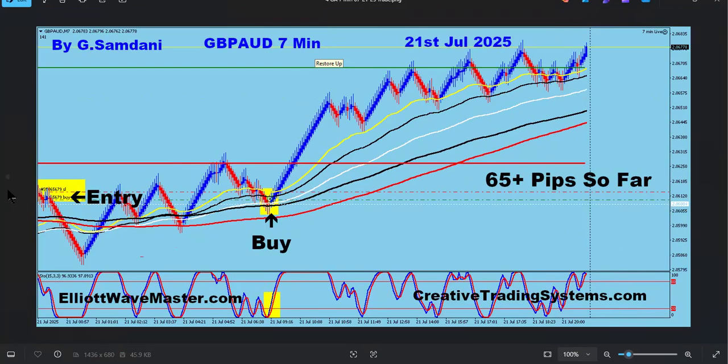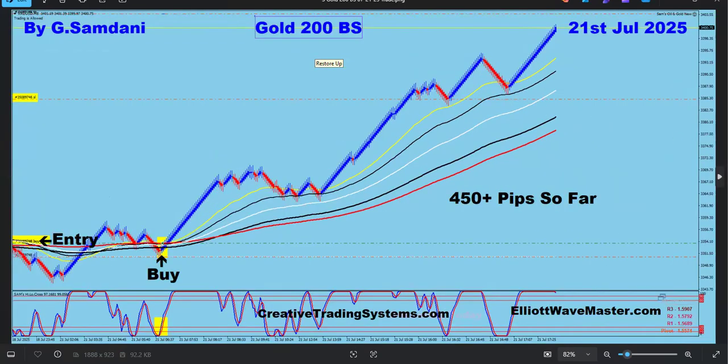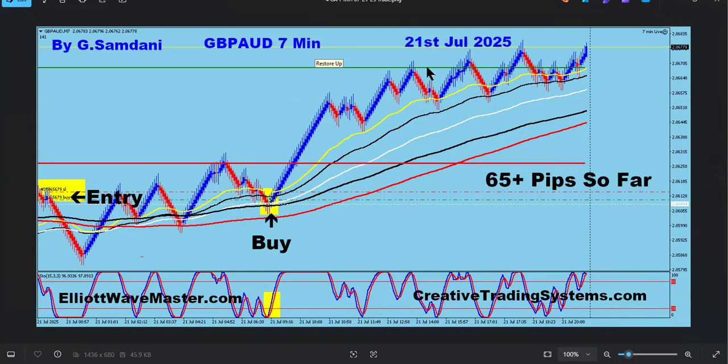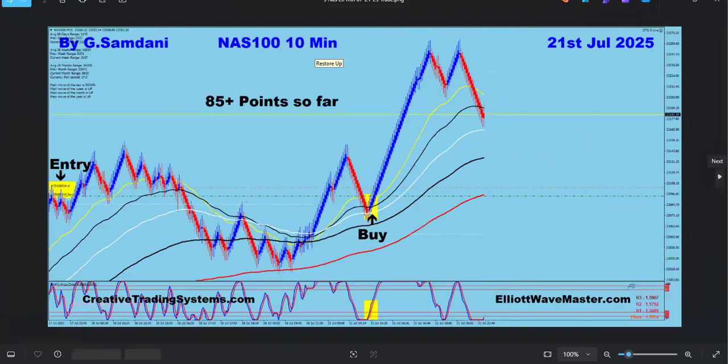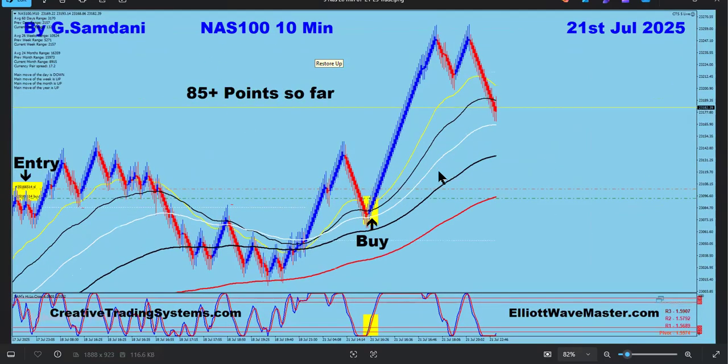All right. So this is from there, gold, and then the next trade is pound Aussie going up from here. It's only 65 pip, but something, right? Nasdaq 85 points going from here to here, and then coming back. I wasn't available to close it, so I came back and I said, okay, no problem.